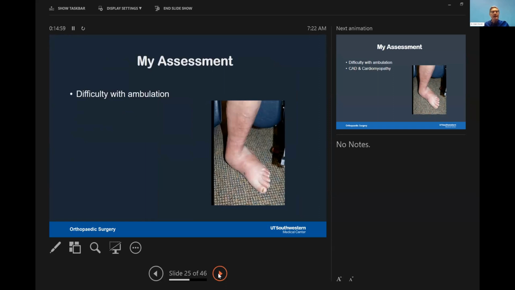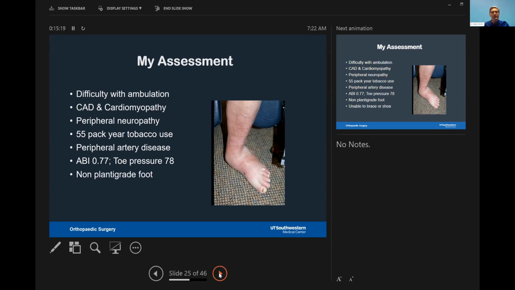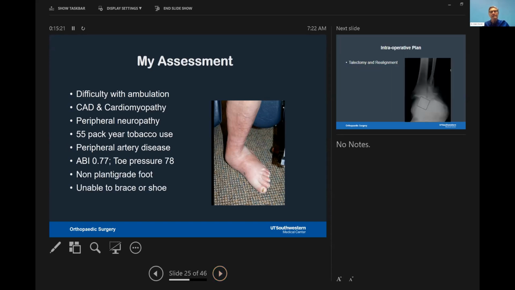So that was my initial assessment. And I felt that overall he had difficulty with ambulation. He had coronary disease and cardiomyopathy. He had peripheral neuropathy. He also had a 55 pack-year smoking history, PAD. You can see his toe pressures were good, indicating healing, but still they weren't normal. He had a non-plantigrade foot. And this is a gentleman who has coronary disease. And if you want him to exercise, I don't know how you can get him to exercise except using an upper body machine, because he can't do anything with his foot. So my feeling was we had to intervene in this gentleman.